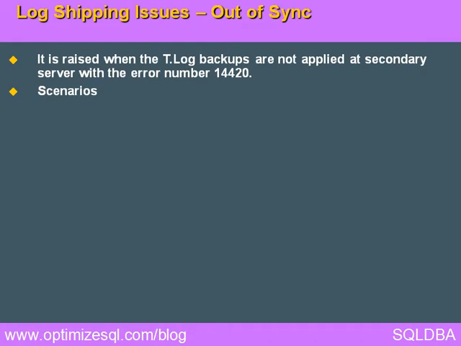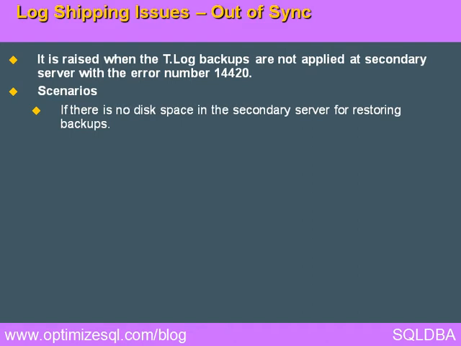Next, see what scenarios are there. Out of sync scenarios. One: if there is no disk space on the secondary server for restoring backups, which job will fail? The restore job will fail and we will get out of sync alerts. On the secondary server there is no disk space to apply the backup, the disk is already full, or the database is on some E drive or F drive that is already full. The restore job will throw errors. That is a disk space issue.